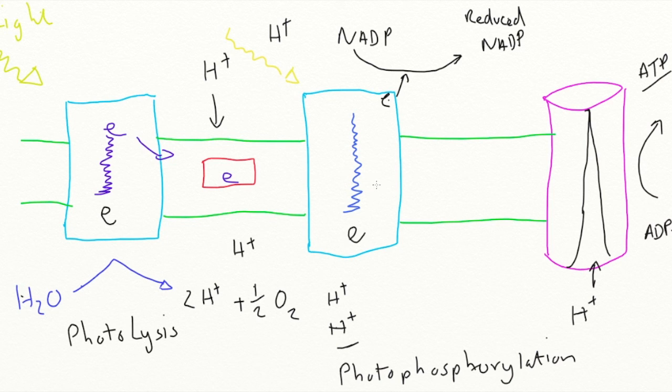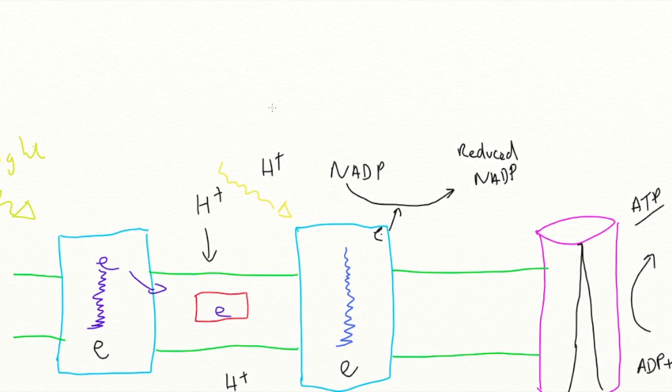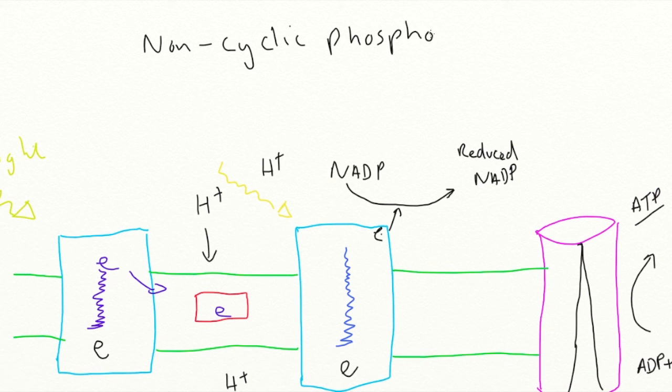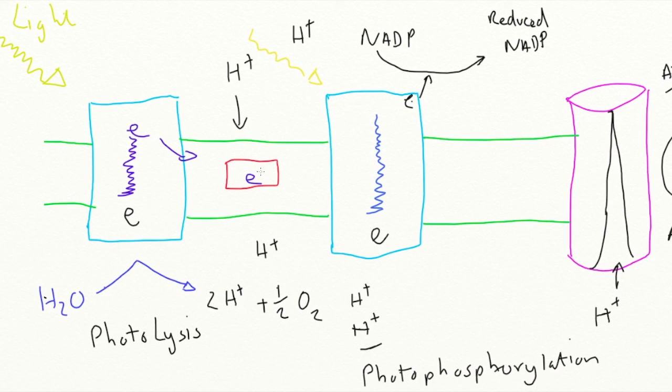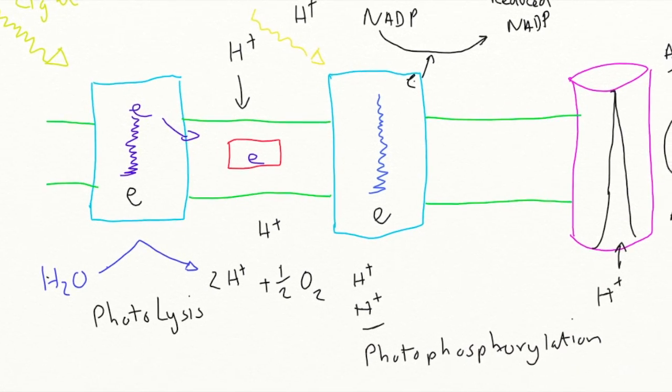This whole system like this is called noncyclic phosphorylation, which means that this electron doesn't get reused. It starts off at the water, goes down the electron transport chain, and then gets dropped off on the NADP and goes off somewhere to the next stage, which we'll go to in another video.